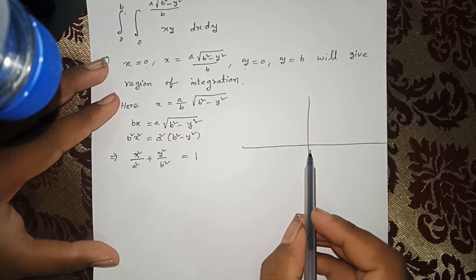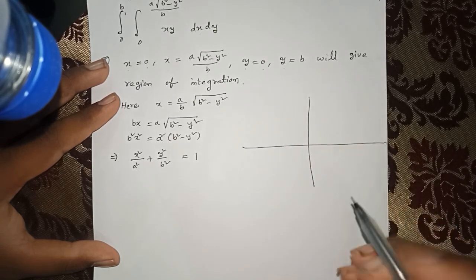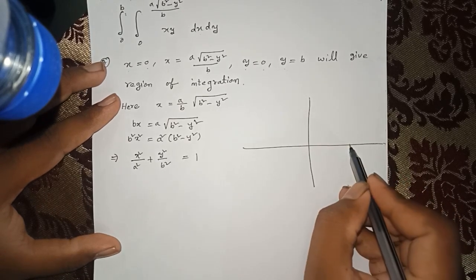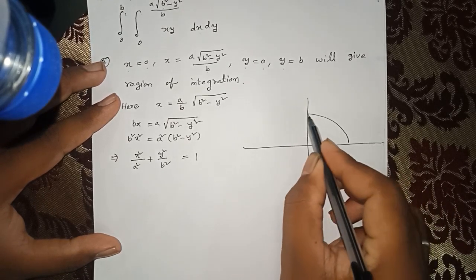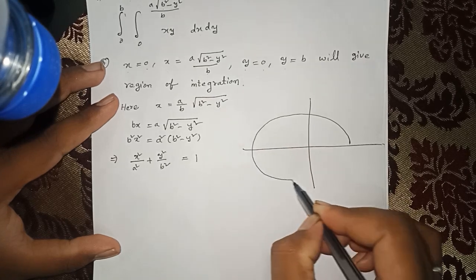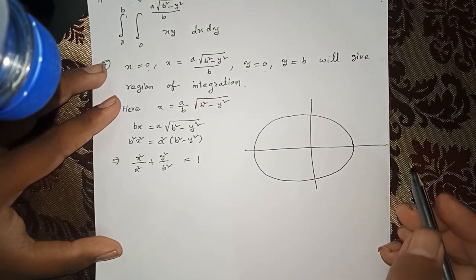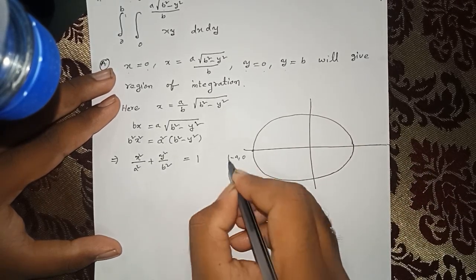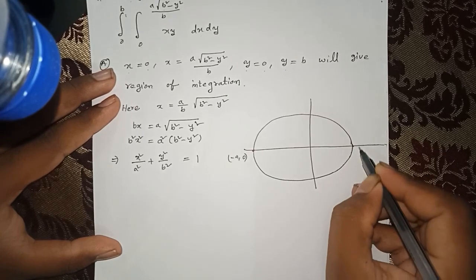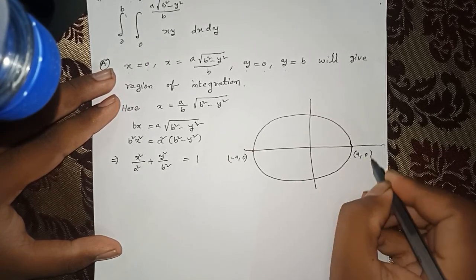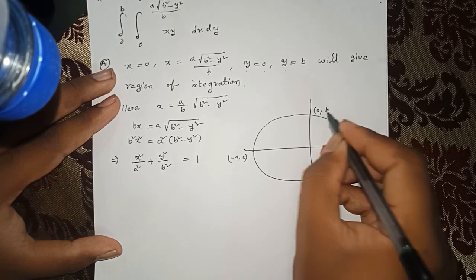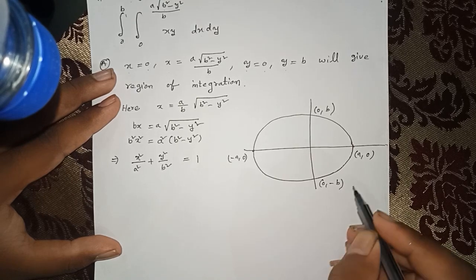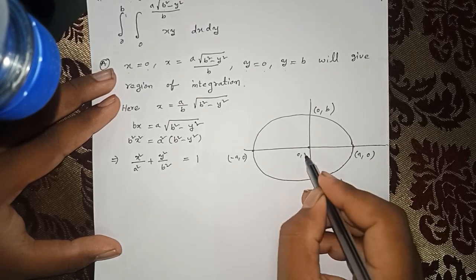Now let us consider the xy plane. This is the xy plane. Now this is the given ellipse. As per the given ellipse, we have the points minus a comma 0, a comma 0, 0 comma b, and 0 comma minus b. This is the origin.